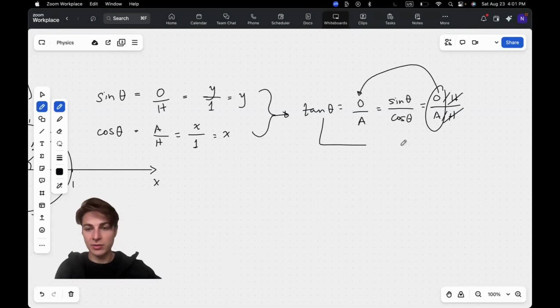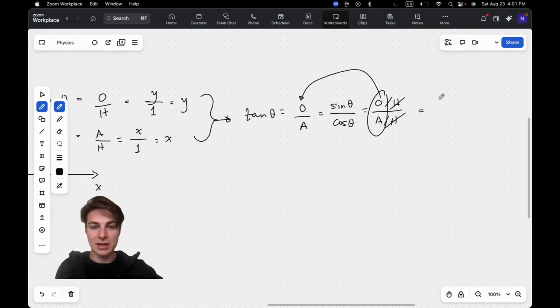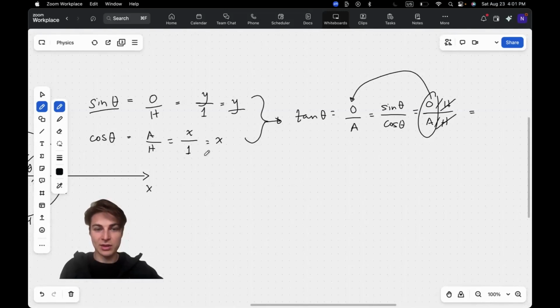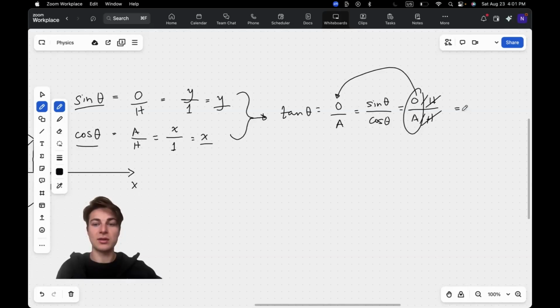So in truth, tangent really is the ratio of sine over cosine, which again also means that if we have defined within the unit circle that sine of theta equals y, cosine theta equals x, opposite over adjacent, or sine over cosine, is equal to y over x.